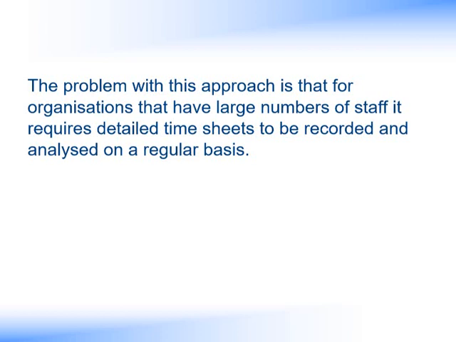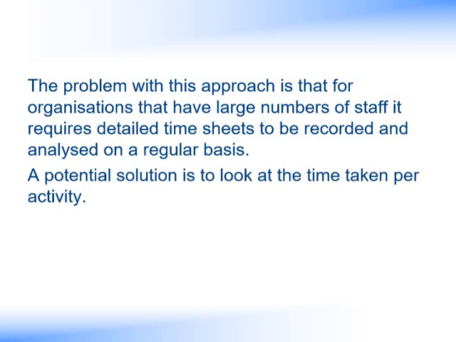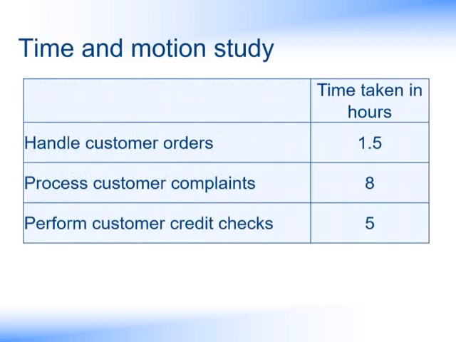The problem with this approach is that for organisations that have large numbers of staff, it requires detailed timesheets to be recorded and analysed on a regular basis. A potential solution to the problem is to look at the time taken per activity. Let's imagine we've undertaken a time and motion study and ascertained in hours the time taken for each activity. So to handle a customer order takes on average 1.5 hours, and to process complaints from their beginning to their completion takes us on average 8 hours, and to perform a customer credit check takes us 5 hours.